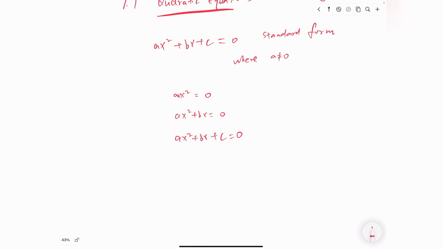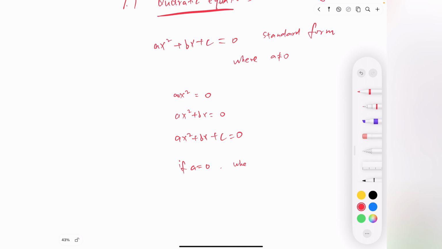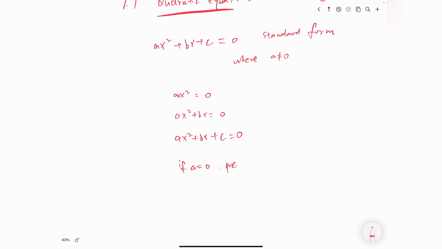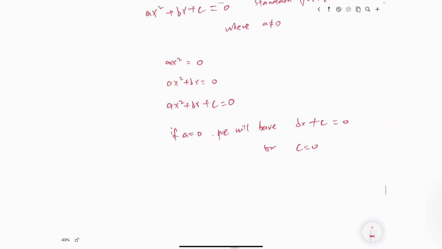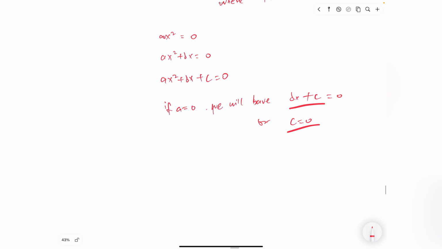If a equals 0, we will have bx plus c equals 0, or just, if b is also 0, c equals 0. This is not quadratic. Quadratic means the coefficient for x squared cannot be 0.